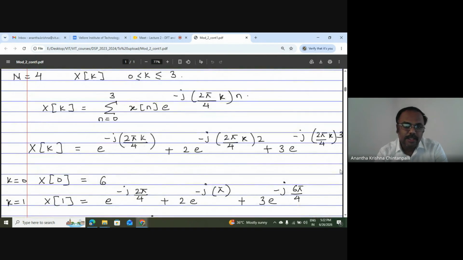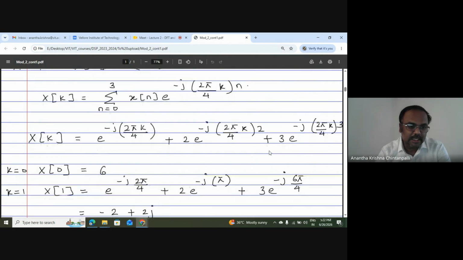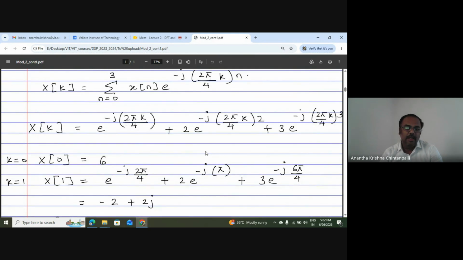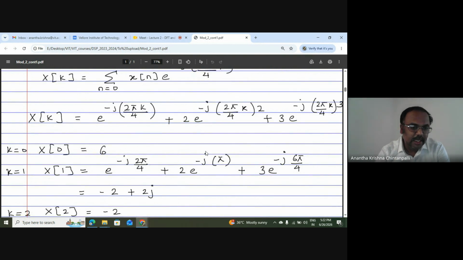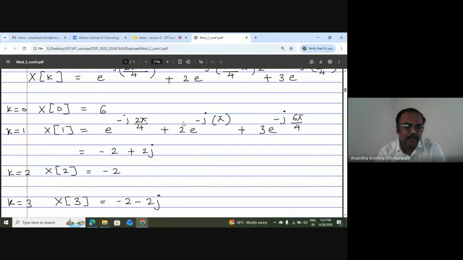Now, what you do is that you substitute the value of k. K is equal to 0 in this expression, you are going to get capital X of 0 is 6. K is equal to 1 in this expression, you are going to get minus 2 plus 2j. Then k is equal to 2, you are going to get minus 2 in this expression. And then finally, k is equal to 3, X of 3 is going to be minus 2 minus 2j.